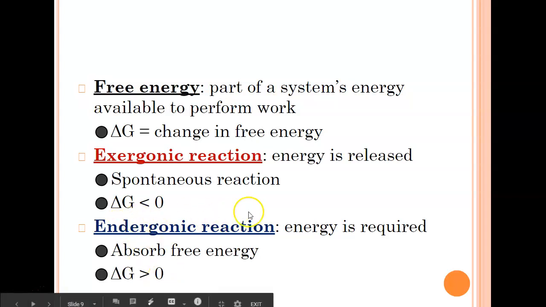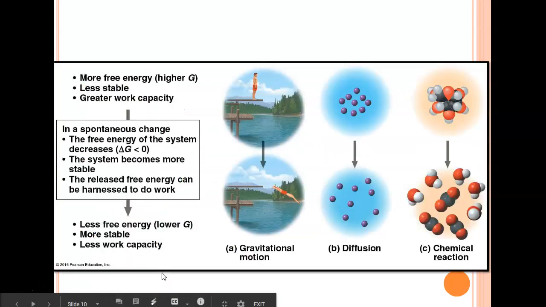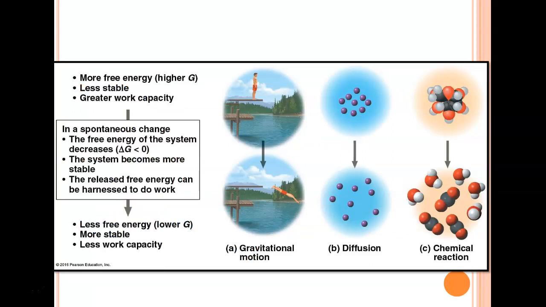Endergonic reaction means energy is required, so it has to absorb free energy or take in energy. As you add energy to the system, that free energy goes up and becomes positive, something greater than zero. This picture shows a graphic of how that happens.